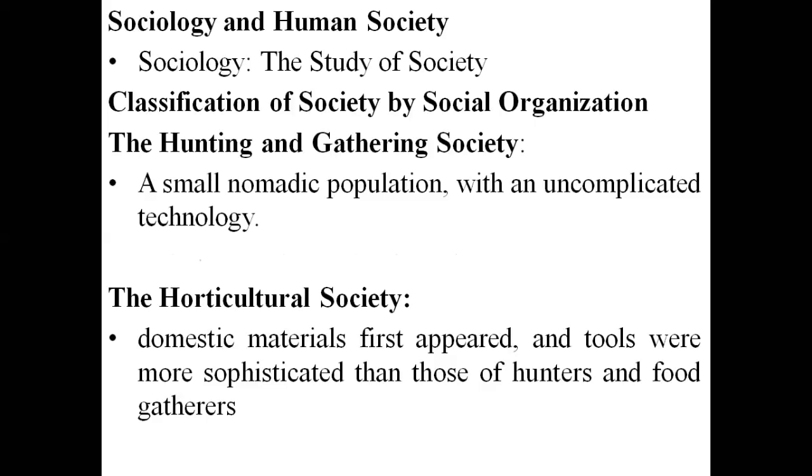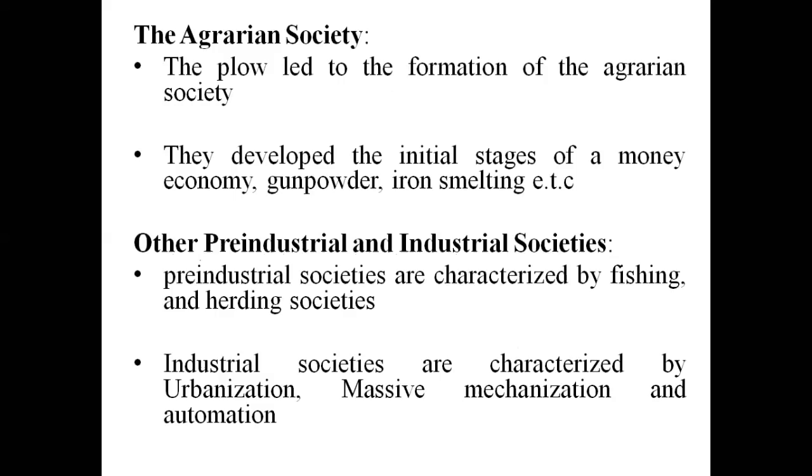We'll be looking at the classification of society by social organization, and we have four classifications. The first one is the hunting and gathering society. The second one is the horticultural society. The third one is the agrarian society. And the fourth one is the pre-industrial and industrial society. We could see that it developed gradually. It didn't just start in a day.